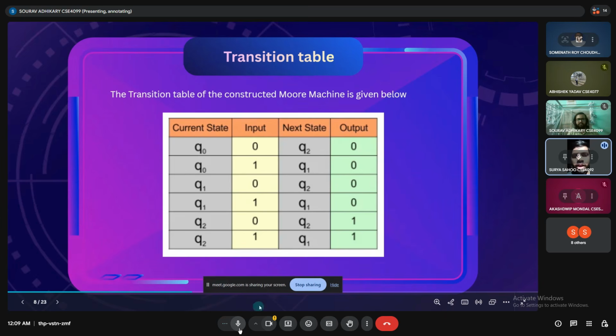In my presentation, when the current state is Q1 and input value is 0, the next state is Q2 and output is 0. When the Q1 input value is 1, the next state is Q1 and output value is 0. When Q2 input value is 0, the next state is Q2 and output value is 1. When Q2 input value is 1, the next state is Q1 and output value is 1. So it's the next step.